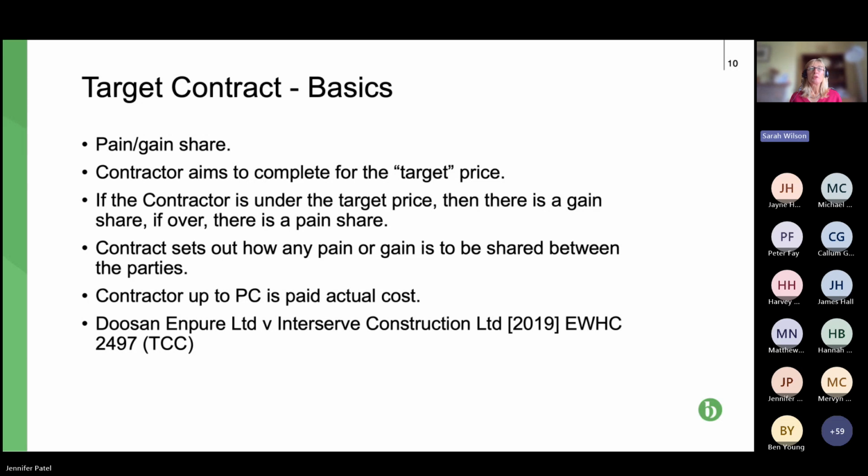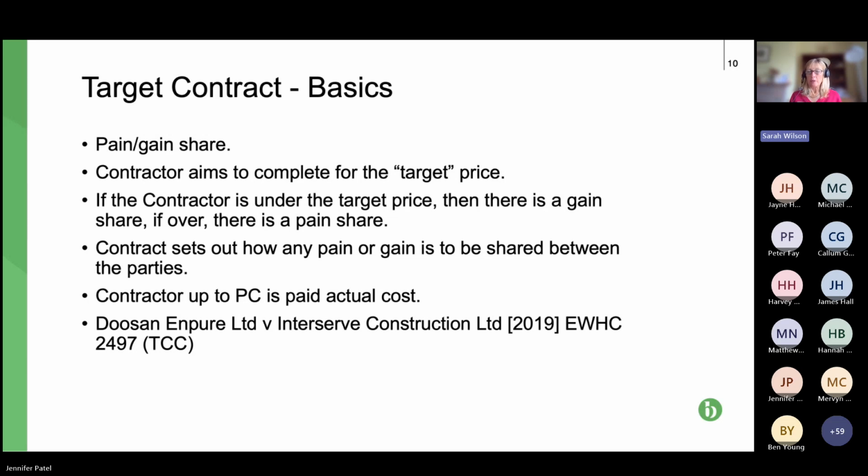Okay, so just the very basics on your target cost. The first thing to be aware of is that the target, once it goes into the contract, is the target, but it's increased by reference to compensation events. So that is the purpose of compensation events in option C and D.